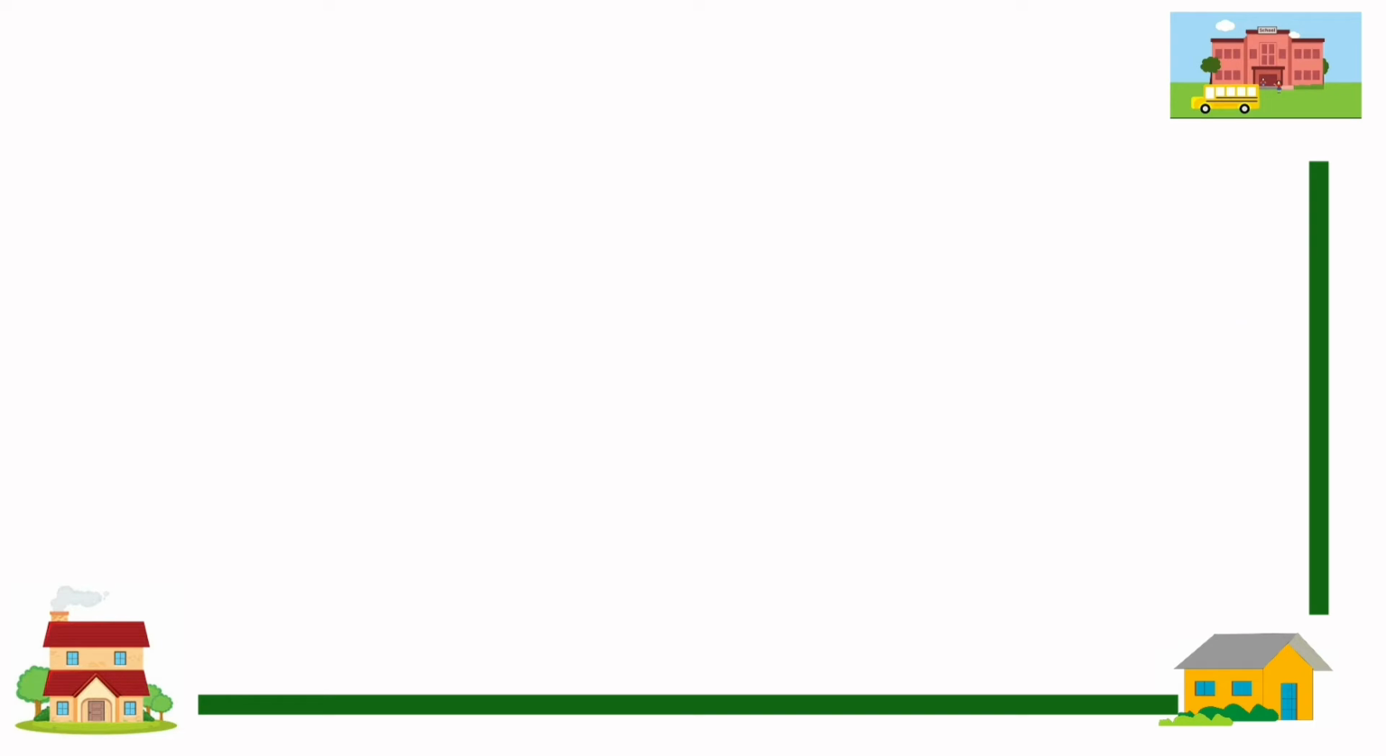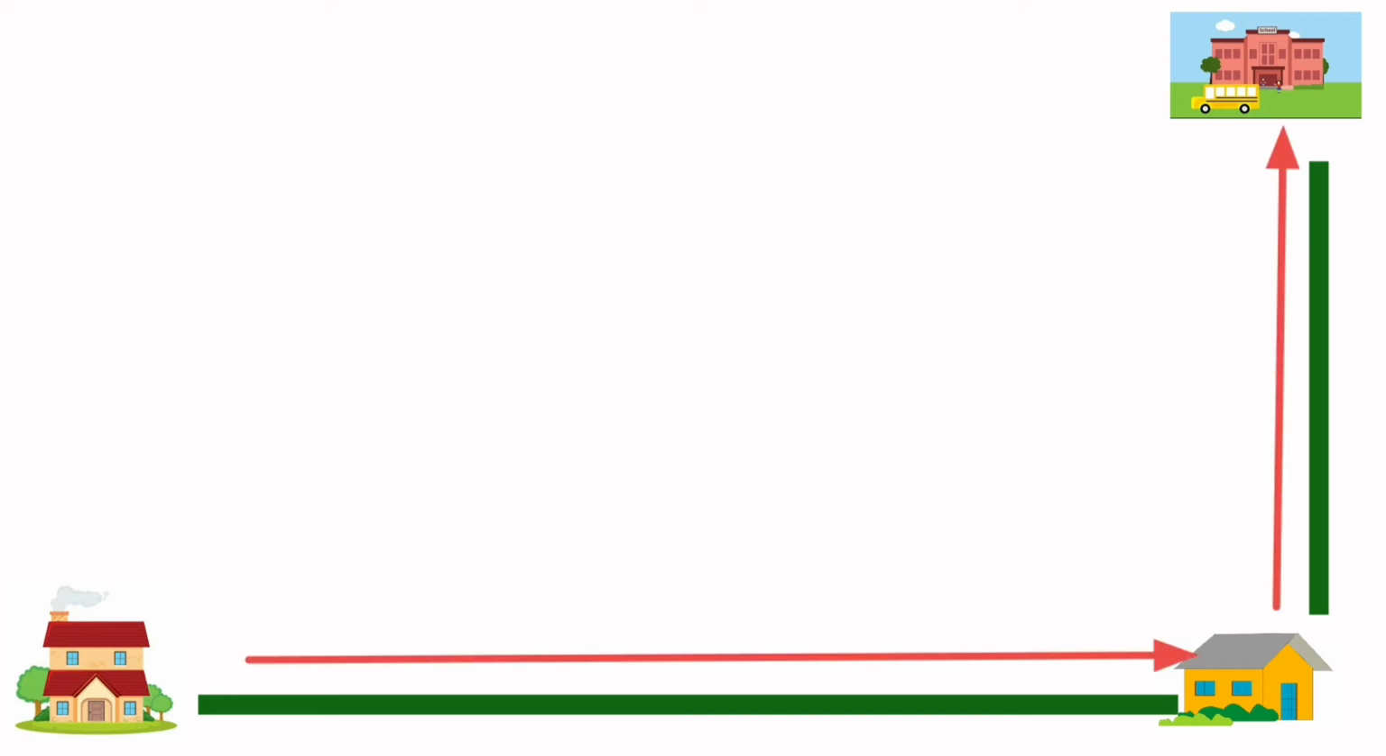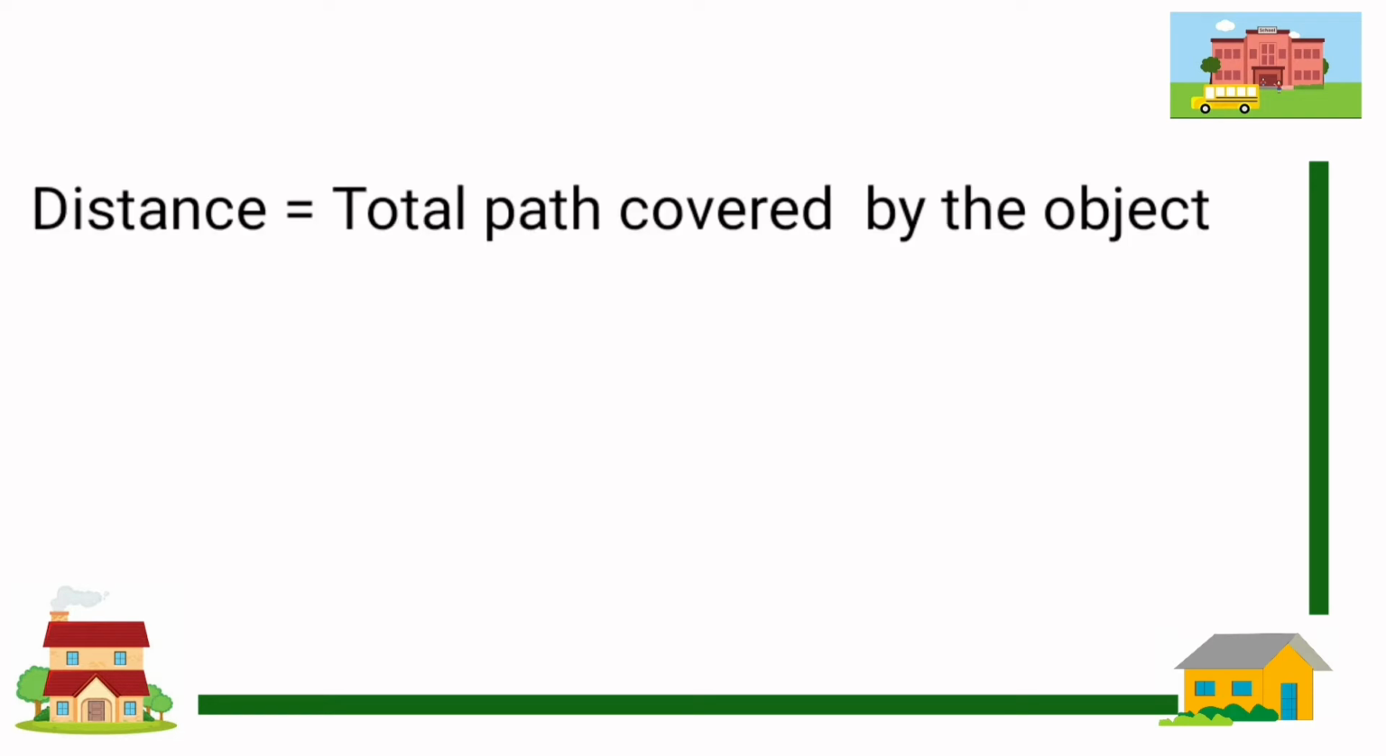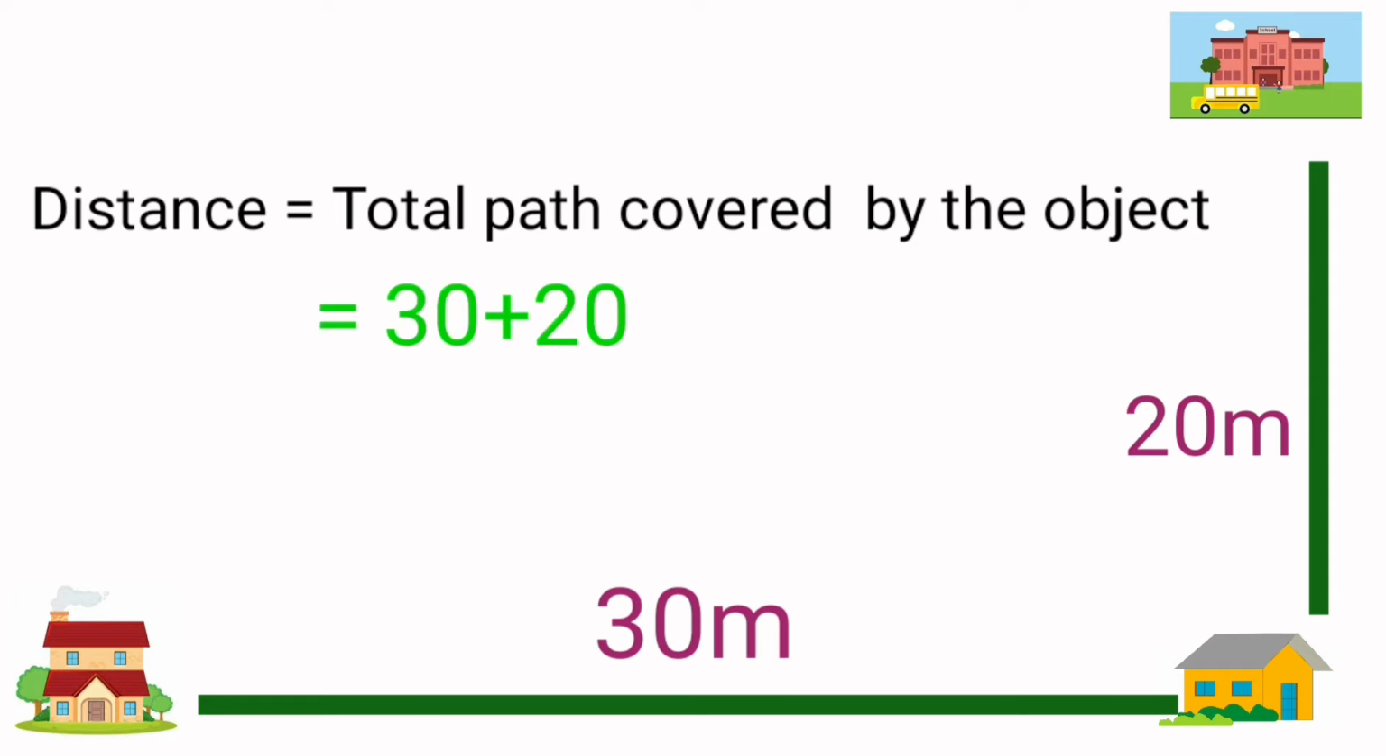Now the total path covered by you for the school is shown by the red arrow. And this is the distance covered by you for the school. Then how do we define the distance? It is the total path covered by the object. If the distance between your home and your friend's home is 30 meter and the school is 20 meter from your friend's home, then the total distance covered by you is 50 meter.